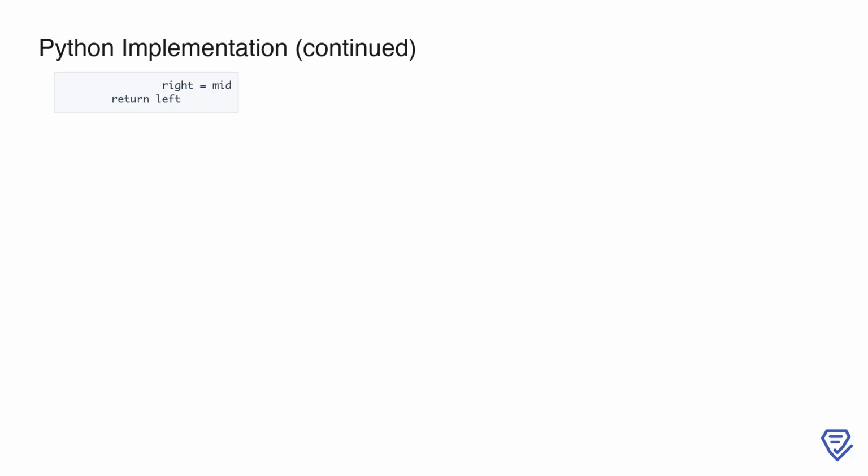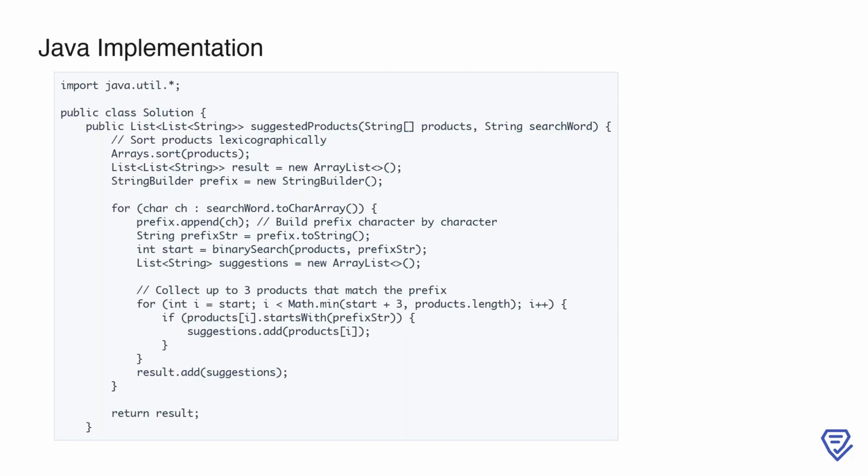product lists. Here, we begin by importing the necessary utilities and defining our solution class. The main method, suggested products, takes in an array of product names and a search word. First, we sort the products lexicographically to ensure that any suggestions we generate are in the correct order. Then, we initialize a result list to store the suggestions for each prefix of the search word and use a string builder to progressively build these prefixes, 1 character at a time.